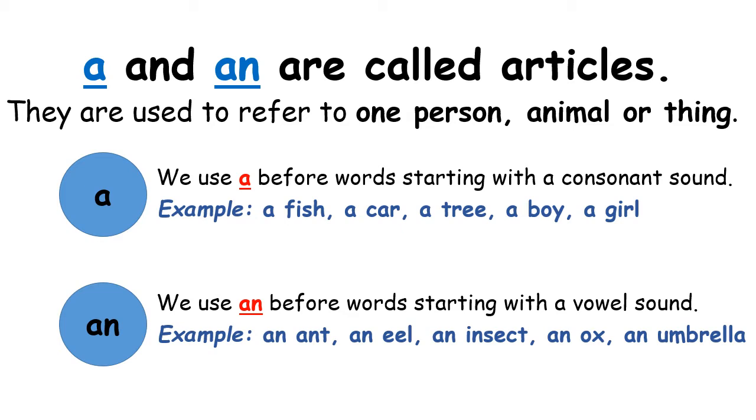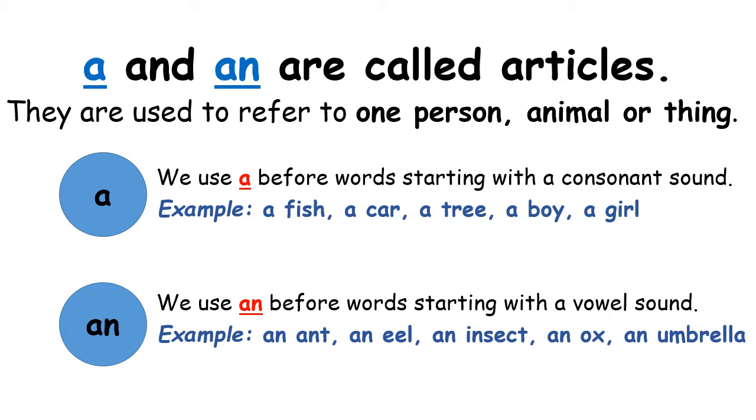So a and an are called articles. That is what we are studying today. We use a and an to refer to one person, animal, or thing. So any noun, am I right? Yes. So that is when we use a and an. But when do we use which one? Well, listen up because this is going to be the rules we have to study.